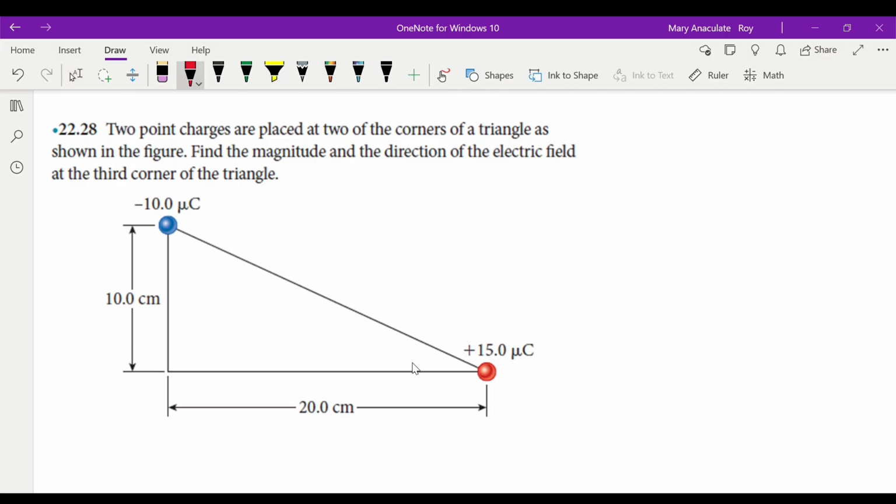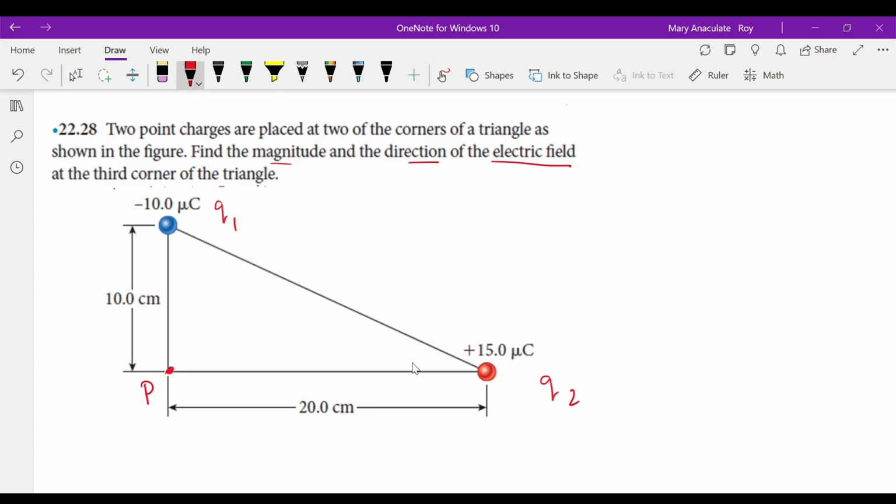Because you will not, there is no component here. I'll tell you why. Now here again there are 2 point charges, so let's take this as q1 and q2, and you need to find the magnitude and direction of the field at the third corner of the triangle. So the third corner is this, so your P is here, and they ask you what's the net electric field.